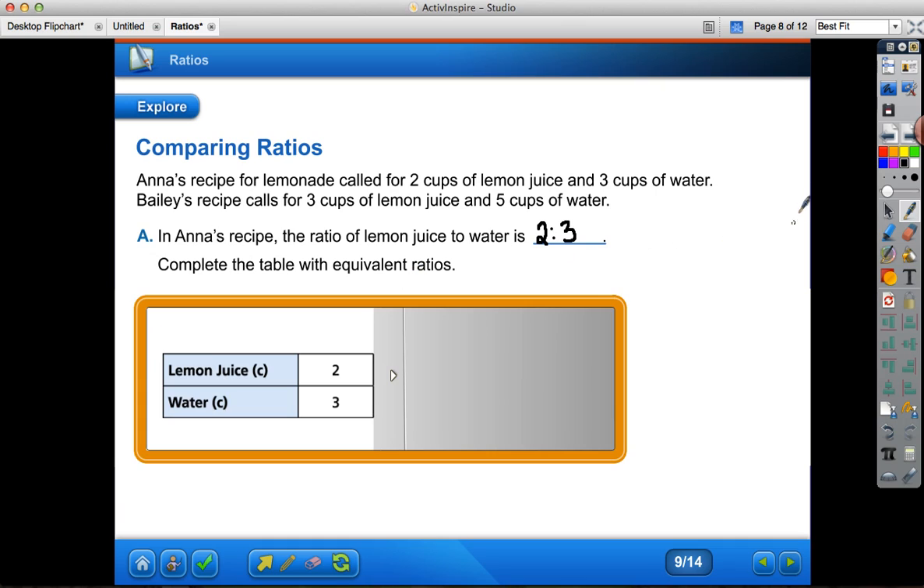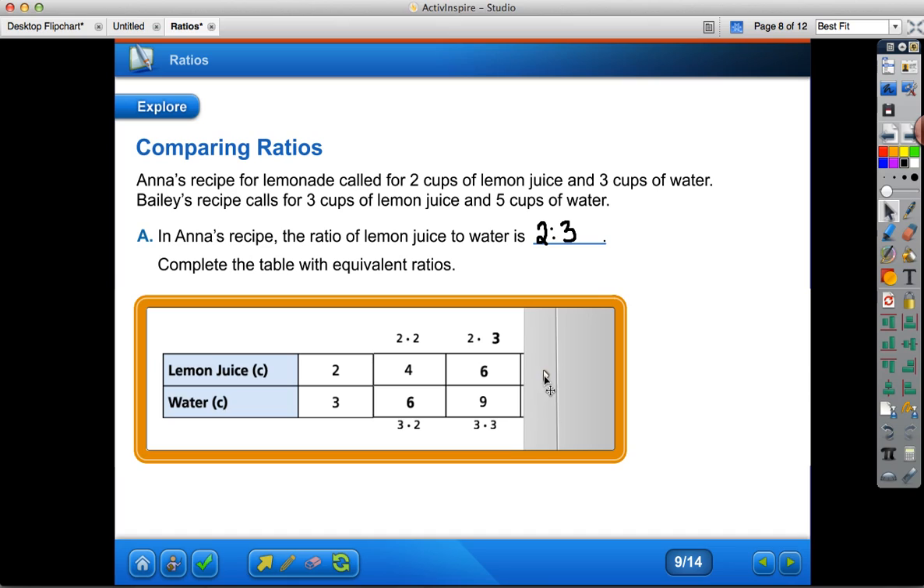Okay, so we're going to complete the table to make more equivalent ratios. So 2 to 3, if I double that, I get 4 to 6. Okay, so again, tasting the same but making more. If I triple it, I put in 6 cups of lemon juice to 9 cups of water. And now if I do it times 5, I would get 10 cups of lemon juice and I would have to put in 15 cups of water. Right, so there's my table for Anna's recipe.